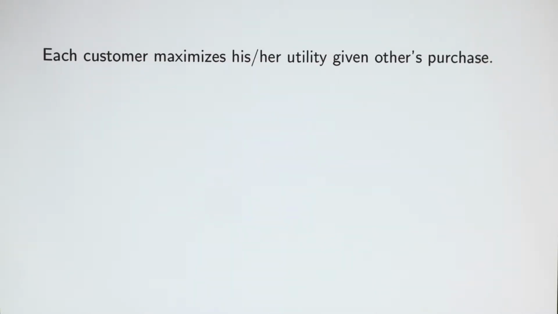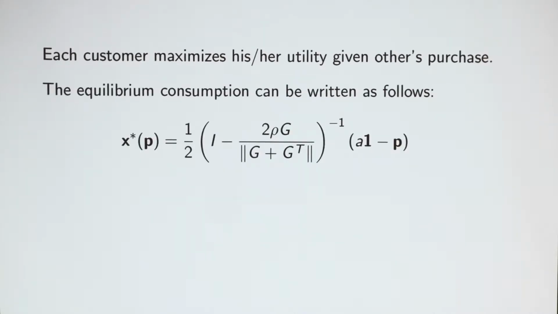Now, having the utility function for each customer, we assume that each customer tries to maximize his or her utility given others' purchasing decisions, and this forms a consumption game. The consumption equilibrium can be given in the following way. And this is how the customers are going to respond to the pricing decisions they receive from the monopolist.